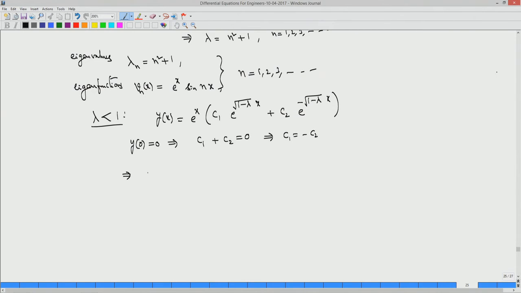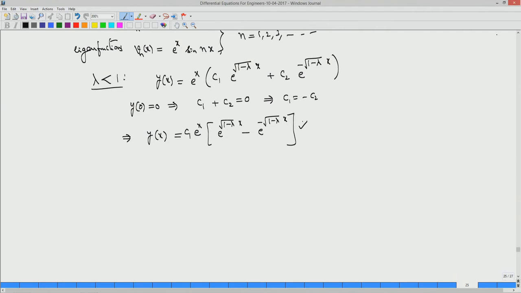So y of x equals e power x, taking c1 out, times e power square root of 1 minus lambda x, and I am replacing c2 with minus c1, so you have minus e power minus square root of 1 minus lambda x. So this is your general solution after applying the boundary condition 1.